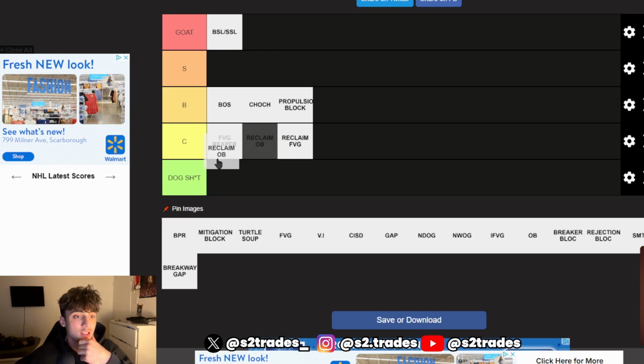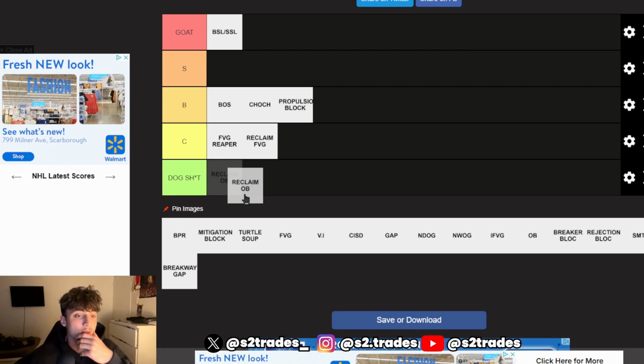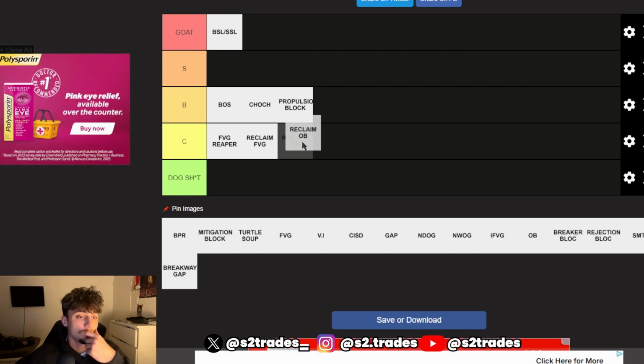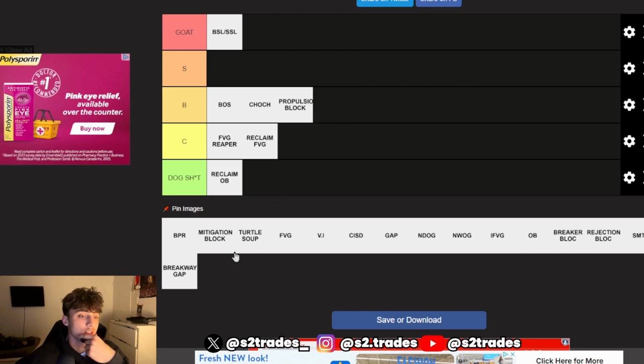And the same with reclaim fair value order block. I put too much in B tier. I'll put this in C tier because, again, it's very extra. And also, you never know if a reclaim fair value gap would work. You can't tell from foresight. You need to actually see the reaction off it. You know what I'm saying? To be honest with you, I put too much in B tier and C tier. I'll put this in dog shit.